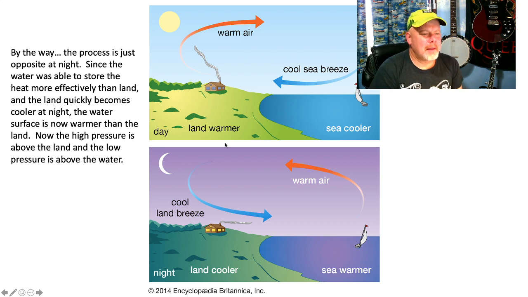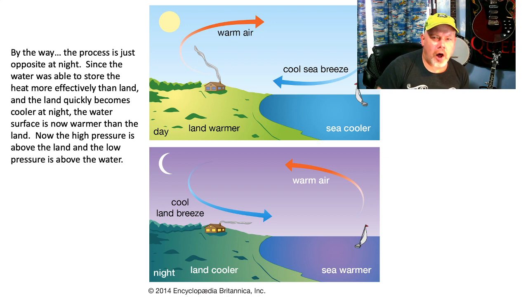By the way, it's just the opposite at night. Because the ocean has the ability to hold all that heat in, and the land can't do that, it gets cooler at night. So warmer air is now above the ocean, and cooler air is actually above the land.